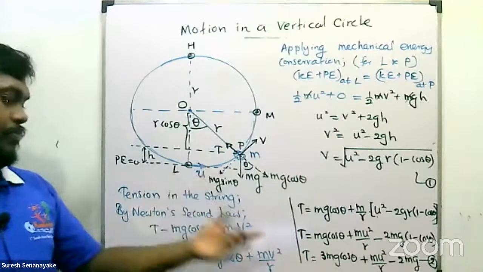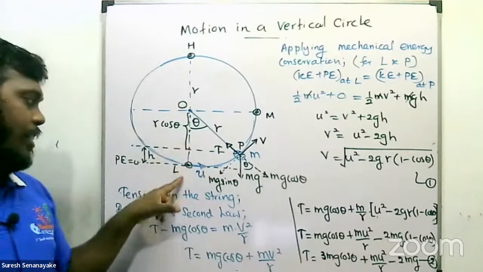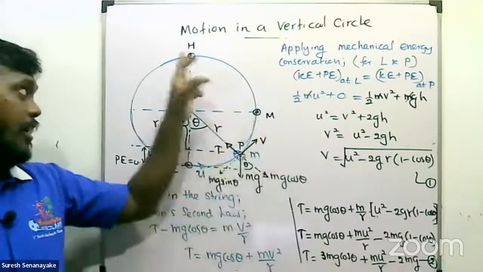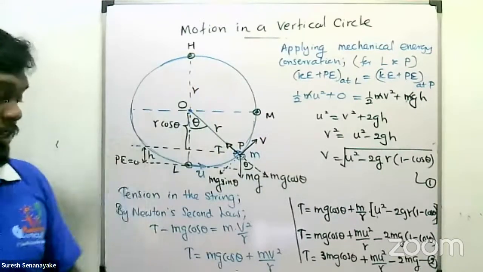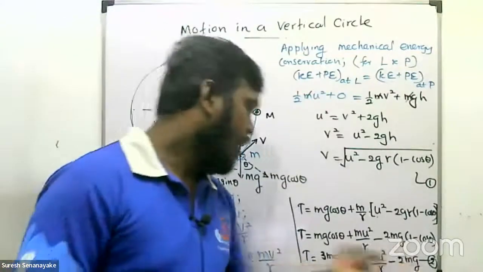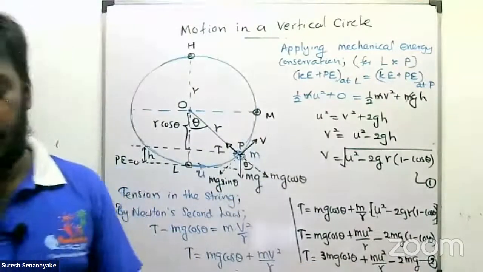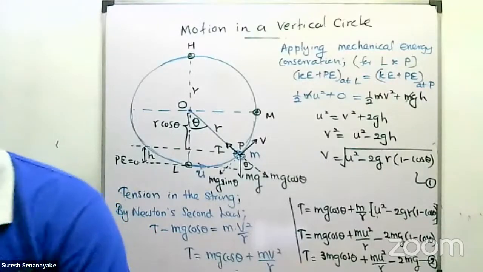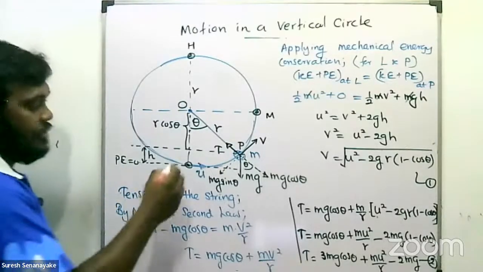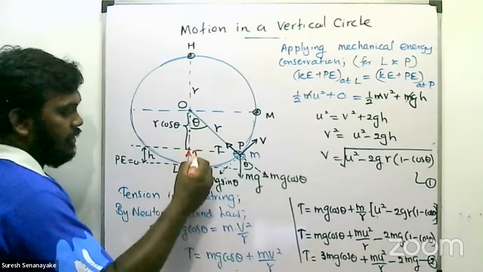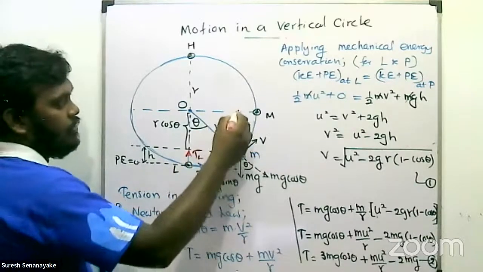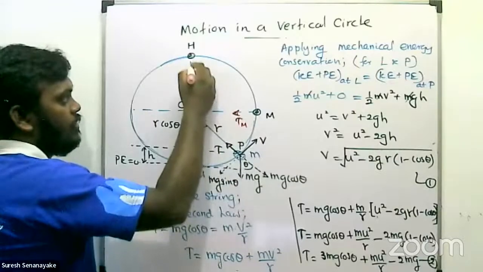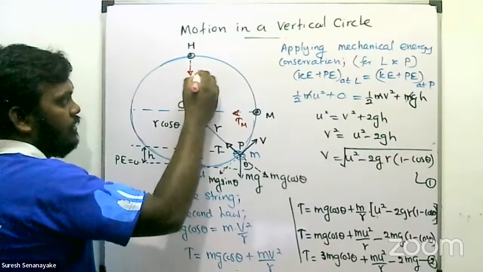Then by the angle, at the lowest point L, theta equals 0. At this middle point, theta equals 90 degrees. At the highest point, theta equals 180 degrees. You can put those theta values and get the particular tension and other values. I'll mark the tension at this position as TL, the tension at this middle position as TM, and the tension at the highest position as TH.